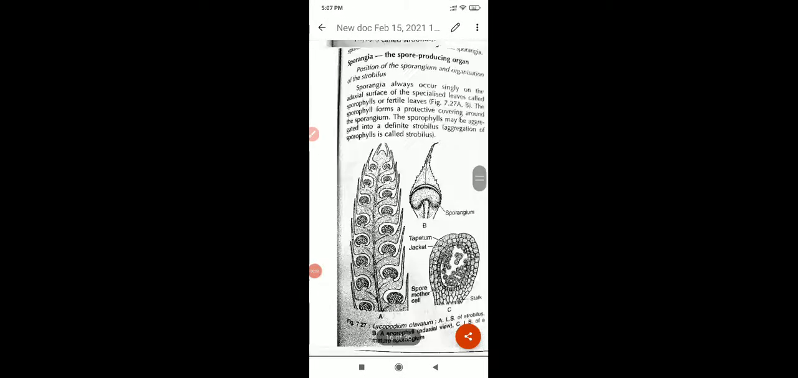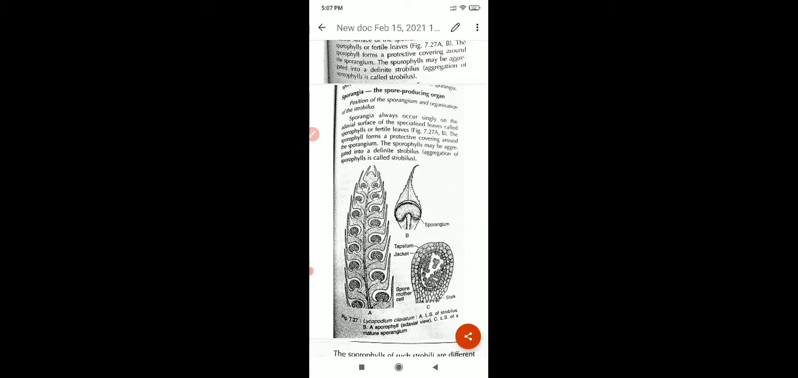Now if I rotate it this way, you can see the entire picture of the cone or the strobilus. This is a longitudinal section of a strobilus, of a cone. These are the leaves, or what do we call them? They are known as the sporophylls or the fertile leaves. Fertile leaves is because they carry the spores.